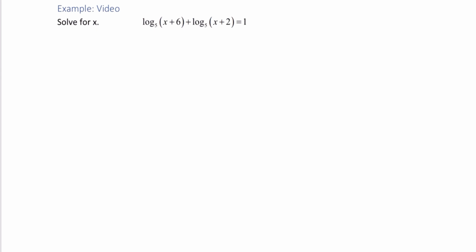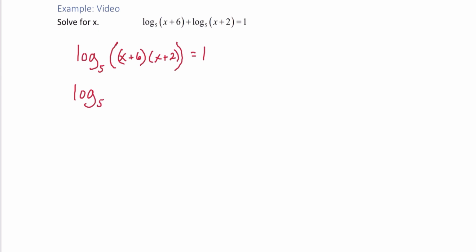In this example, notice that we have a logarithmic equation. We have a sum of logs on the left side of the equal sign. We first need to condense the left side into a single logarithm. We can do that by changing that sum of logs into a single log. We'll get log base 5, and then when we condense, that sum becomes a product. That is x plus 6 times x plus 2 for the argument on that log, and that is equal to 1. Up next, we'll simplify inside the argument.